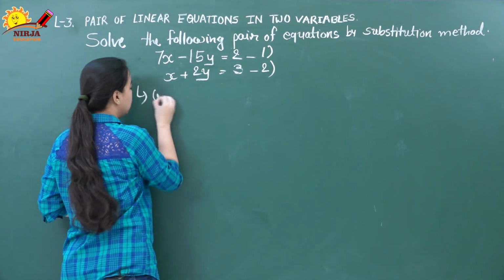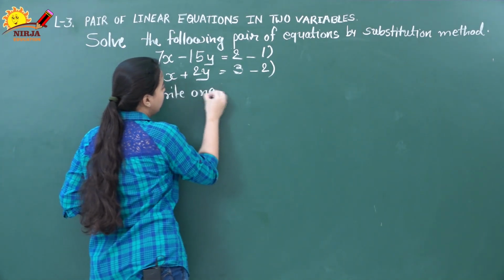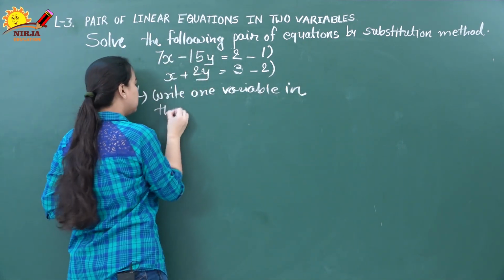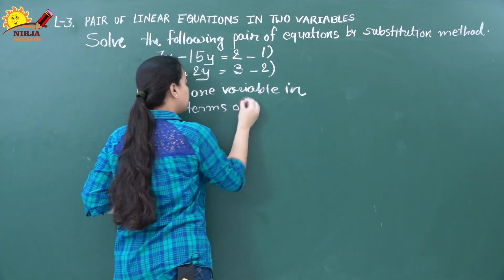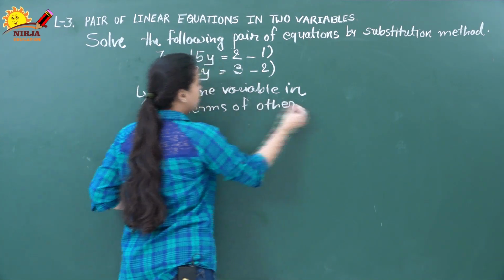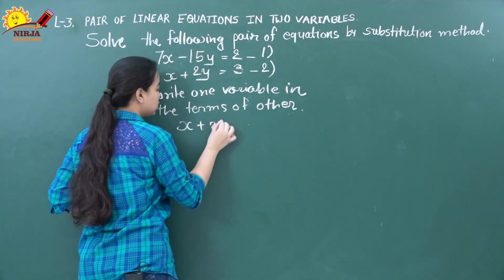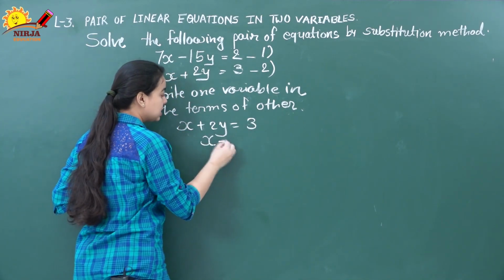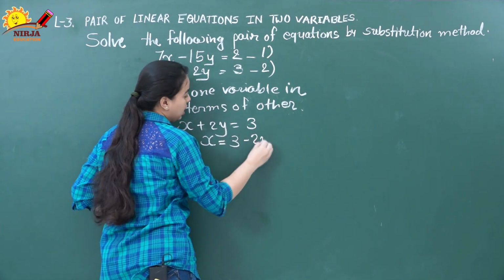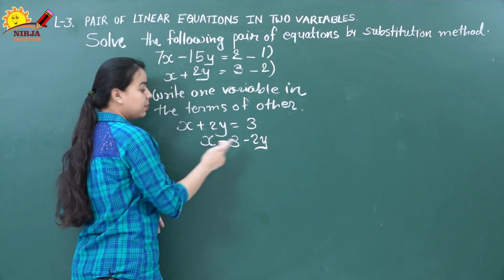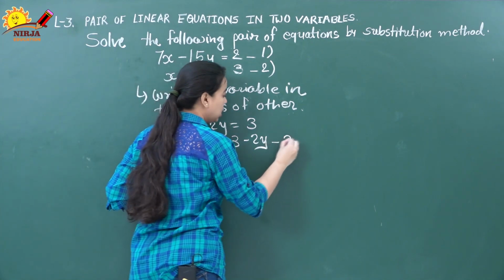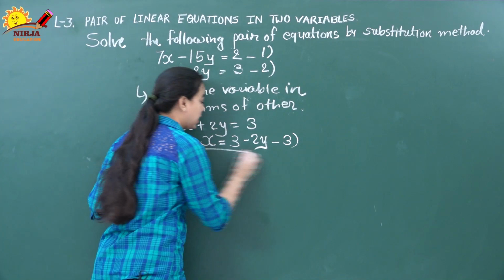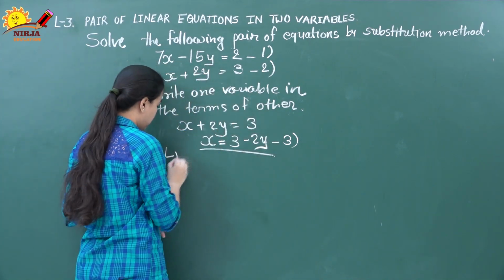Second step is to write one variable in terms of the other. The second equation is x plus 2y is equal to 3. Now if I want to find the value of x, we can write x is equal to 3 minus 2y. So here we got the value of x. Let's consider this as equation 3. Now the next step, I am going to substitute this value of x in equation 1.